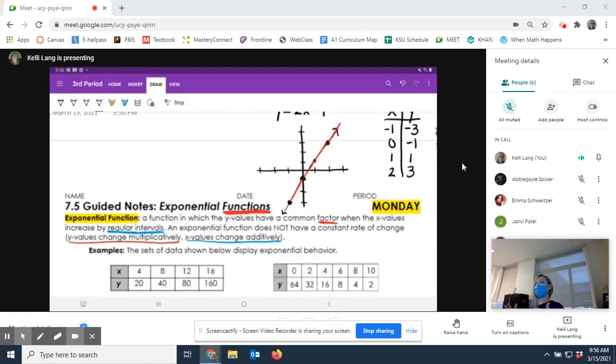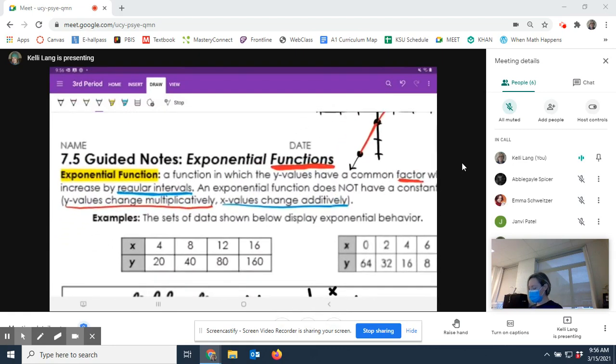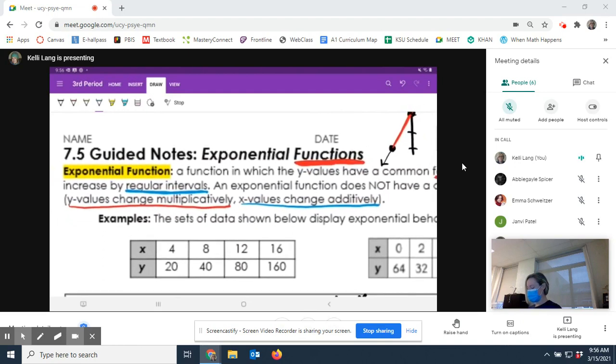So multiplicatively means with multiplication. So your y values have to change by a multiplication pattern, whereas your x values have to change by an addition pattern. So what we're going to do is look at two examples where I show you what exponential behavior looks like.